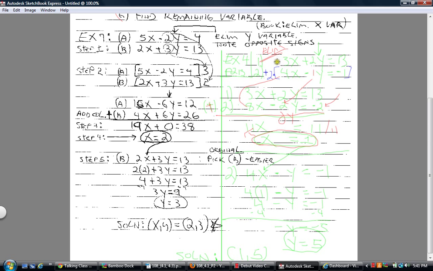12, so maybe multiply this by a -4, this by a +3, add them up so the x variable is eliminated. I'll illustrate that over here in the next example. Okay, let's get back to this problem here.